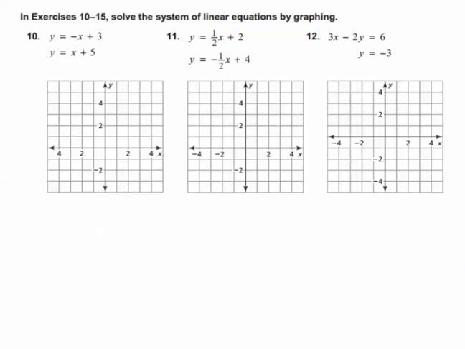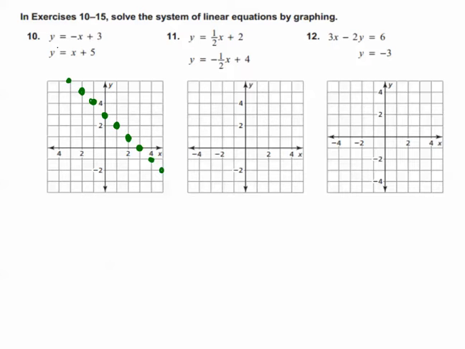All right, in the next set of problems, we want to solve the system of linear equations by graphing. And so we start with a y-intercept of 3 with a slope of -1. So this is how we graph an equation in slope-intercept form. We start with the y-intercept, then we use the slope to find additional points. All right, so there is our line there.